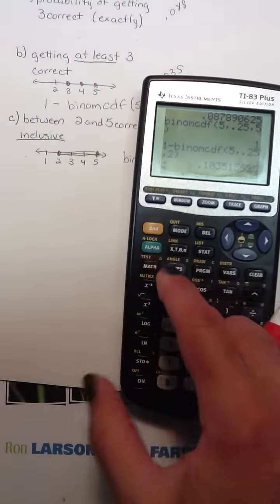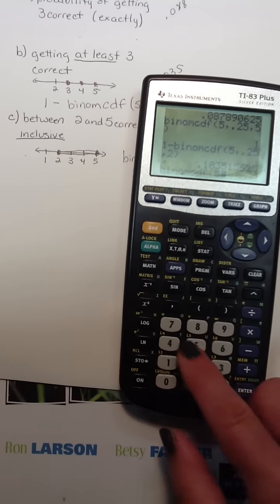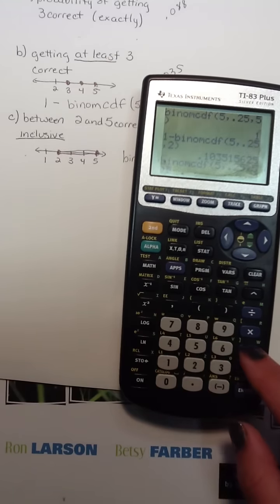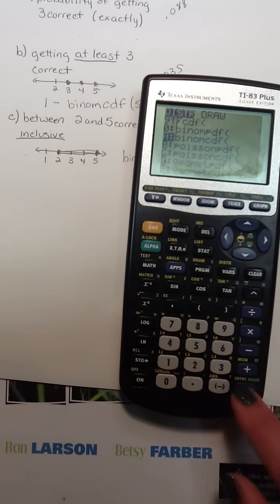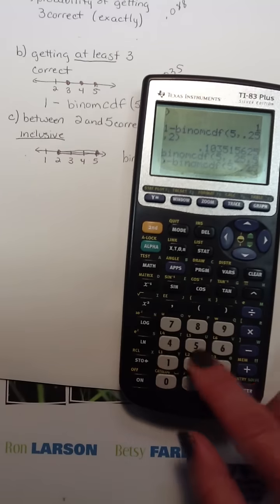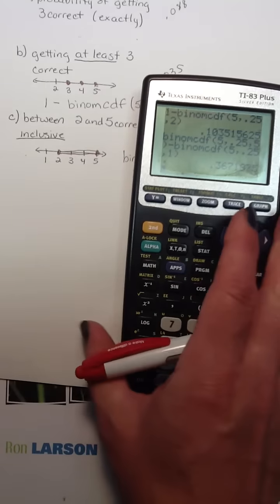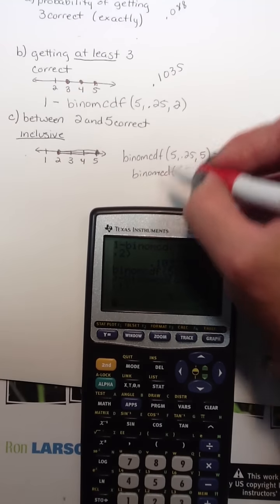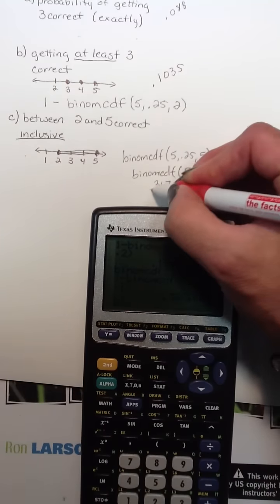All right, so I can put this in, going second distribution, binomial CDF, 5, 0.25, 5. And then I'm going to subtract second distribution, binomial CDF, 5, 0.25, 1. I can put it in as one big long equation and hit enter, and I end up with 36.7% or 0.367. And usually go out to 4 decimal places when you use the decimal format.